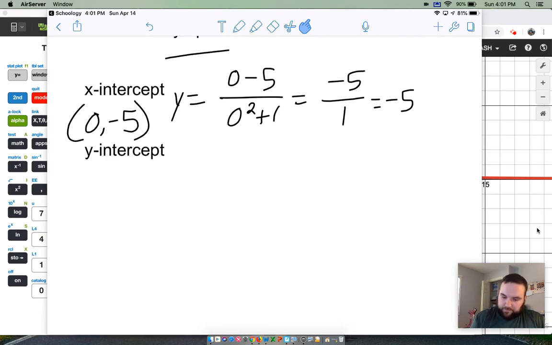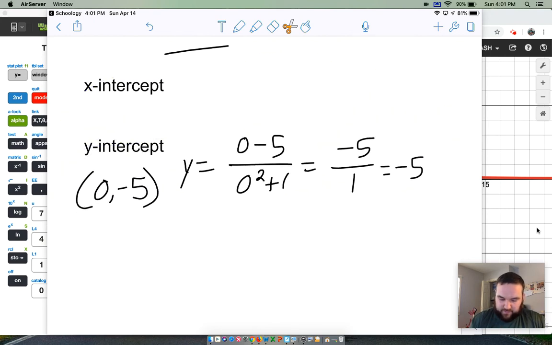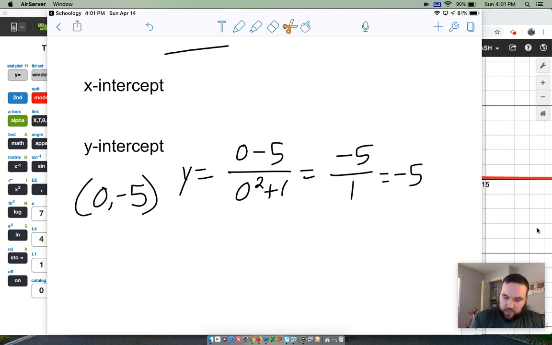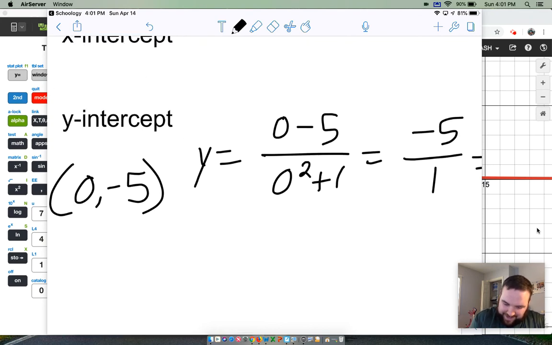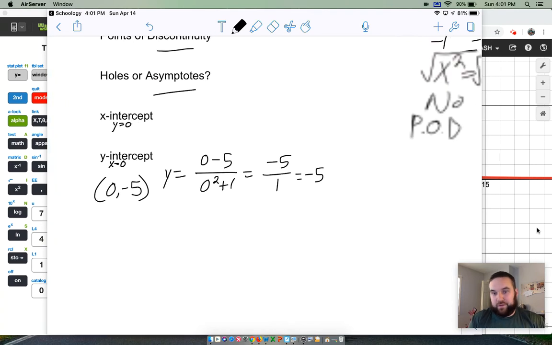Okay, all of this information is perfectly great, but this is for the y-intercept. Again, my apologies there. The y-intercept is when x is equal to 0. For the x-intercept, that is when y equals 0, aka the numerator.